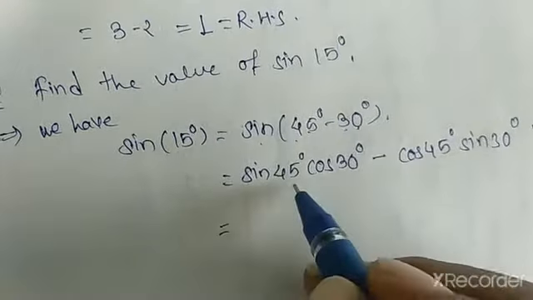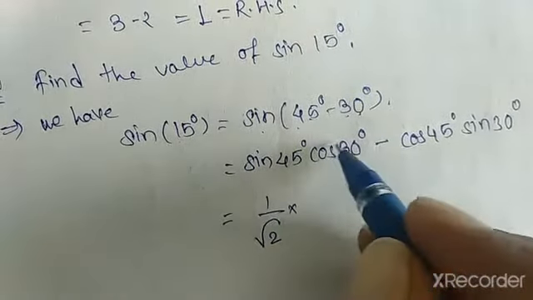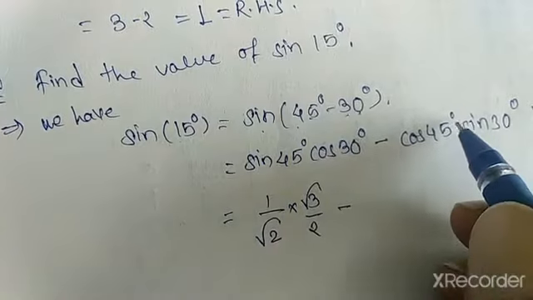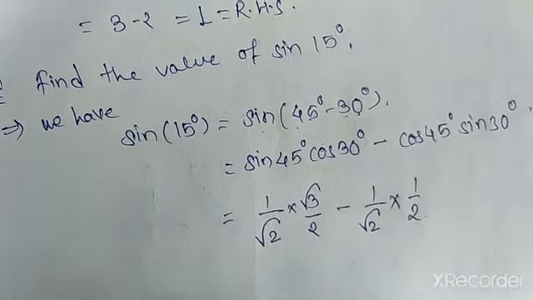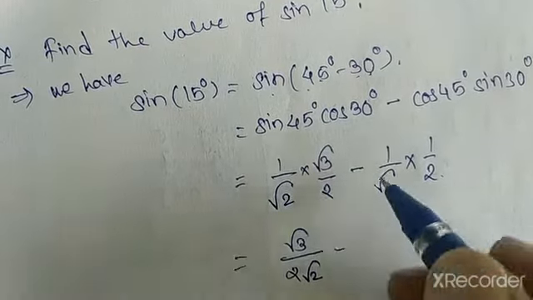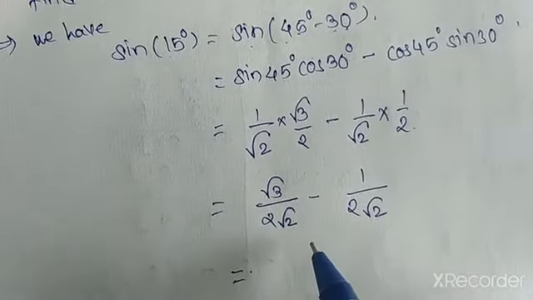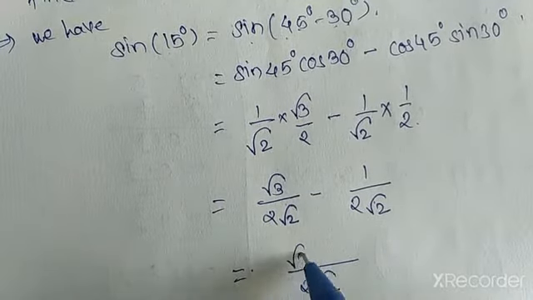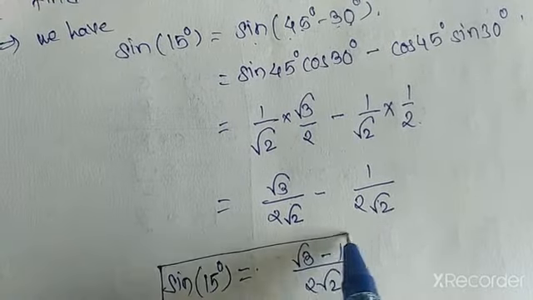Now sine of 45 is 1 upon root 2; check the table of sine and cos. Cos 30 is root 3 upon 2, minus cos 45, which is 1 upon root 2, and sine 30 is 1/2. So it gives root 3 upon 2 root 2 minus 1 upon 2 root 2. Here the denominator is the same, so 2 root 2 as it is, and root 3 minus 1, which is the value of sine 15 degree.